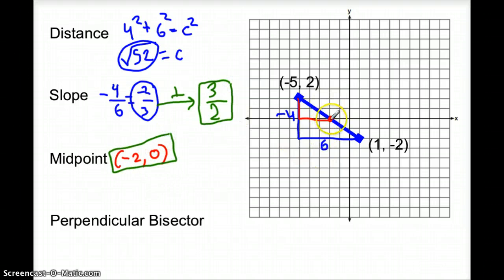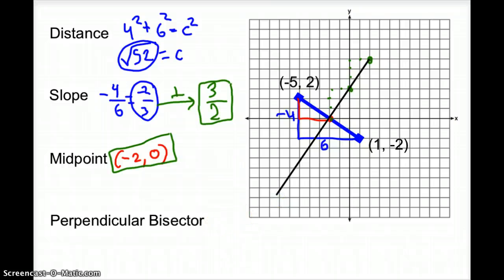So if I start at that midpoint of -2, 0 and use a slope of +3 over 2, I'm going to start at this midpoint and go up 3, 1, 2, 3, and over 2. And boom, right there I get my y-intercept. I'm going to do it again here. 1, 2, 3, and over 2. And we'll draw our line here. And that line right there represents the perpendicular bisector for that original line segment.